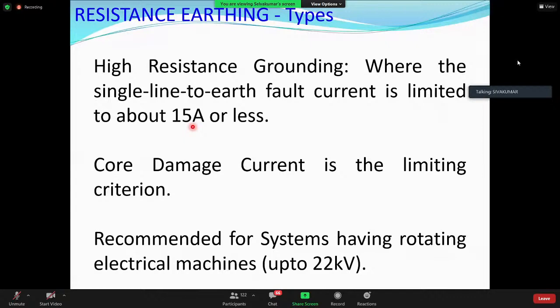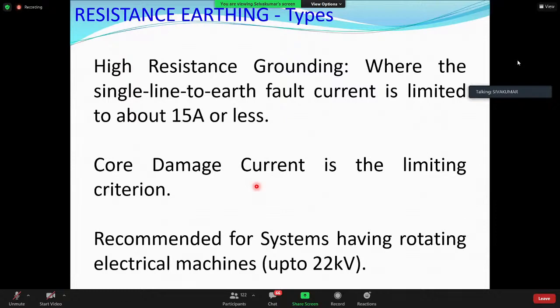So if the current is more than 25 ampere for 1 second, or a lesser current for a longer duration, it is I squared R T again. If a lesser current flows for a longer duration, or more than 25 ampere for a lesser duration, the core is bound to melt and get damaged.